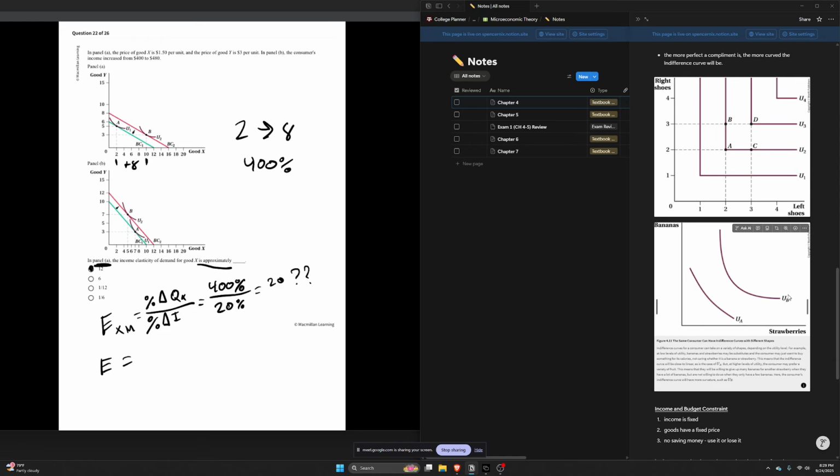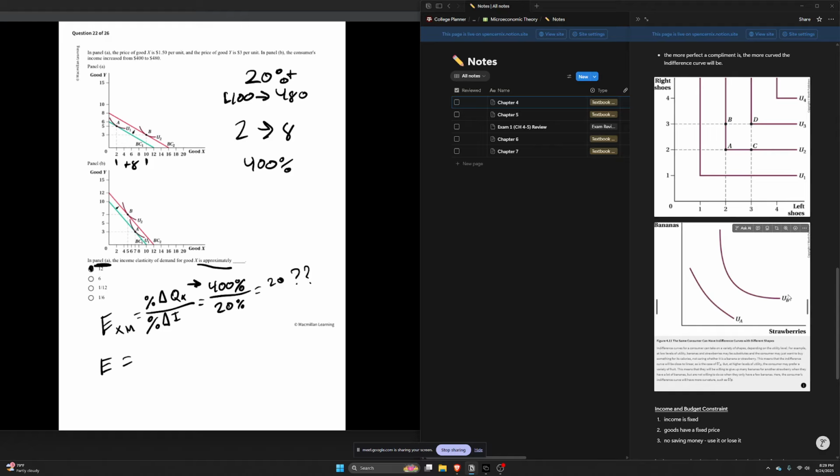Somebody's calling me. Oh well. It's a 400% increase, so the delta Q is going to be 400%. Now we look at the change in income. Change in income goes from 400 to 480. That is a 20% change in income. Plug that into the formula and we get 20.